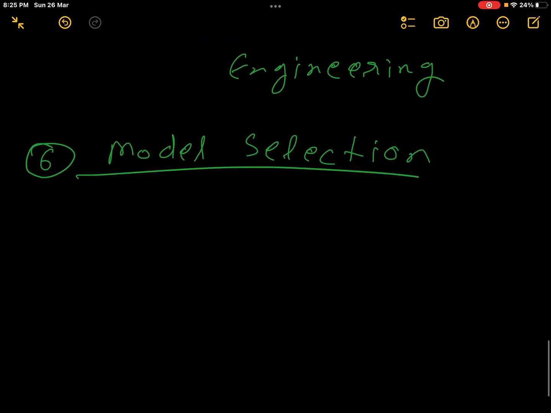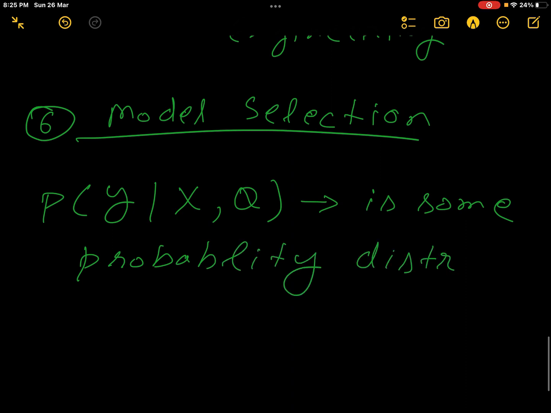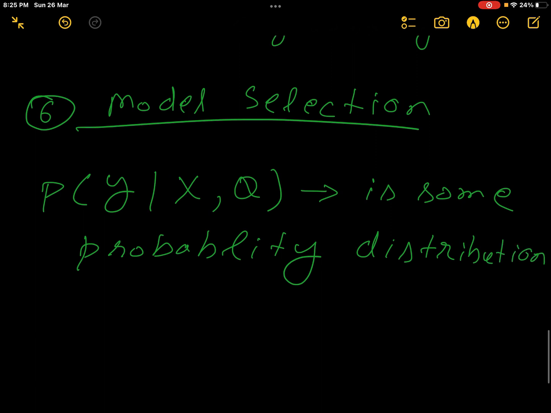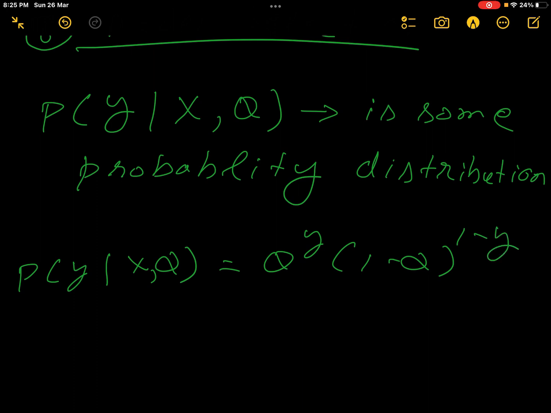So in a way, we are saying that we want to find out the probability of our target given the input data and the model parameter. So when the input data and the model parameter are given, what is my probability? And this we say is some probability distribution. And then we may select a particular probability distribution to model the problem. So somebody may come and say that the probability of my target given the input and theta is kind of a Bernoulli distribution. So we are modeling our problem as a Bernoulli distribution.